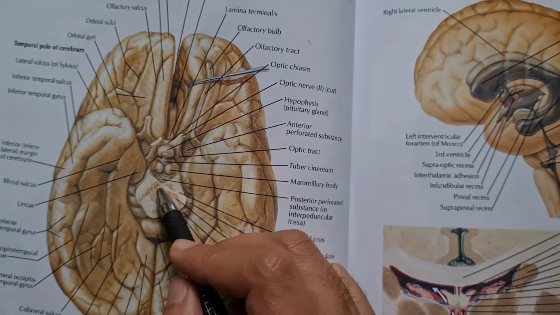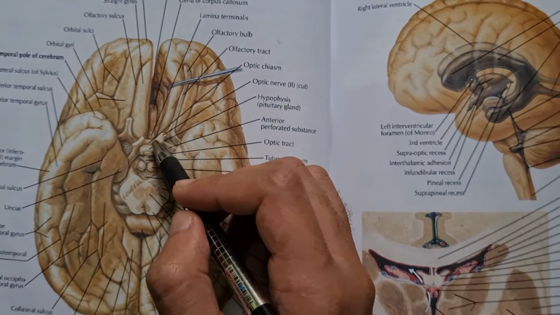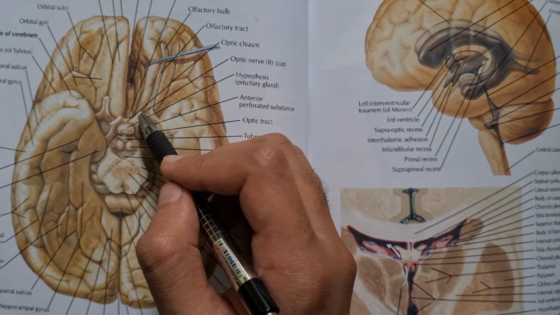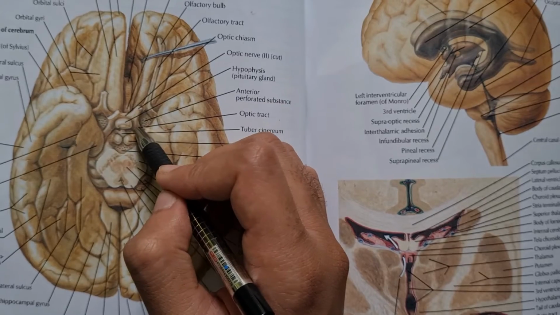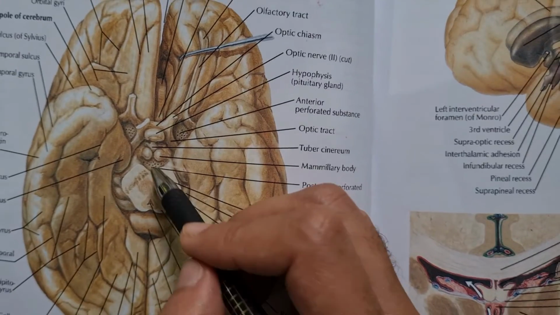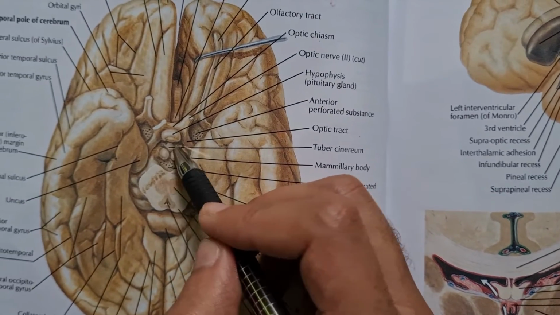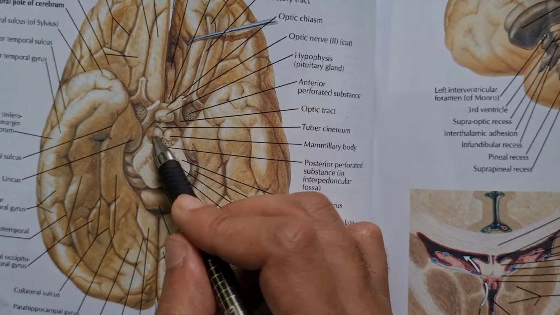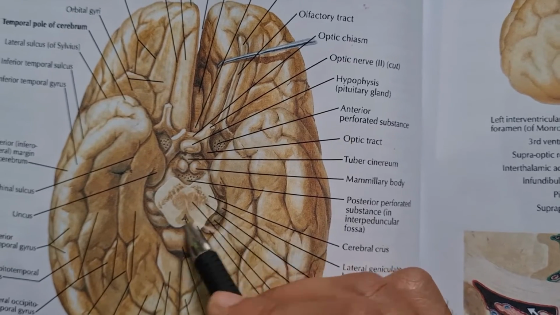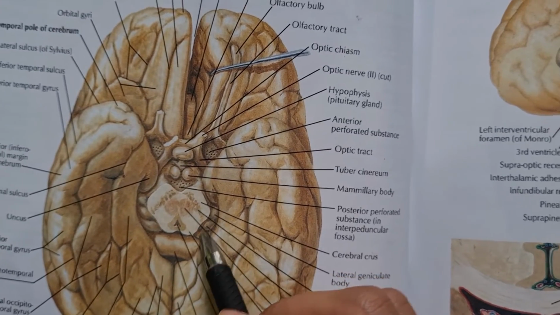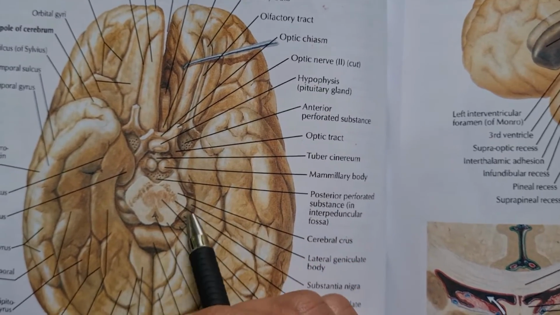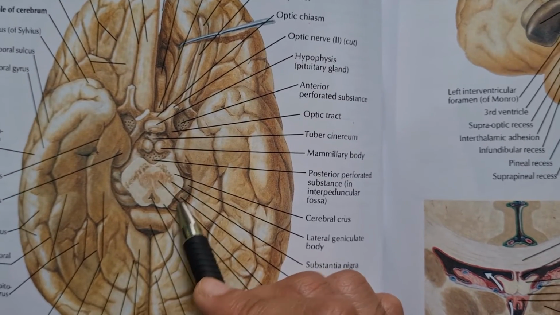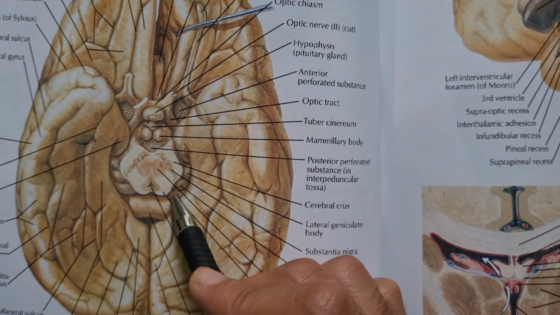Here this is the cut portion of the brainstem, and here we can see the optic chiasma. These are the optic nerves coming into the optic chiasma, and posteriorly we can see the optic tract. Posteriorly here we can see the tuber cinereum, and posterior to it these two are the mammillary bodies. And if we look here, we can see some parts of the thalamus. These two elevations are the geniculate bodies of the thalamus.